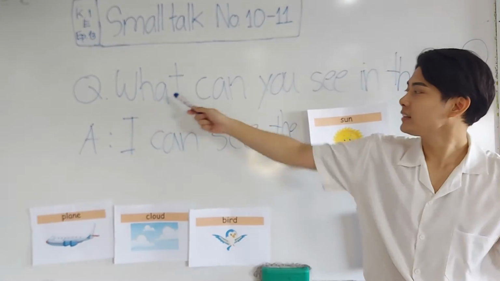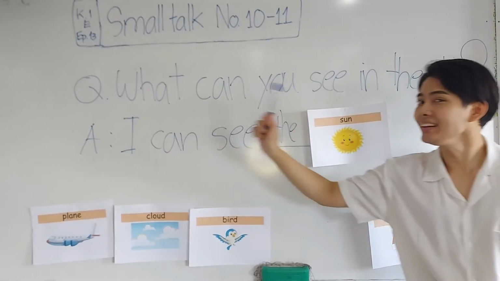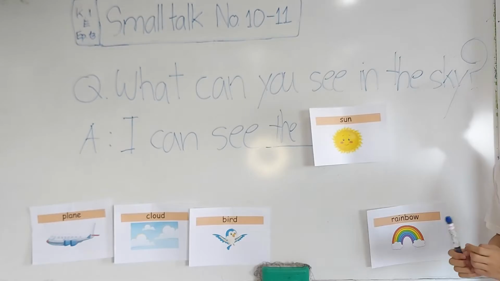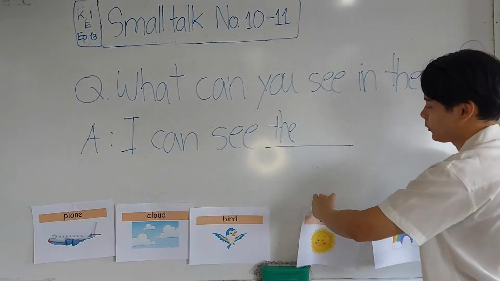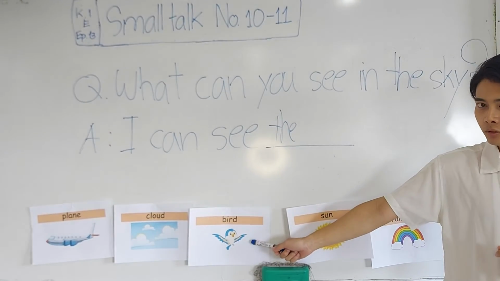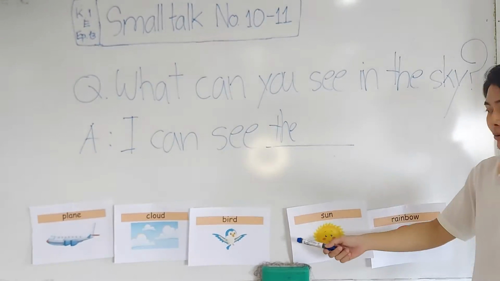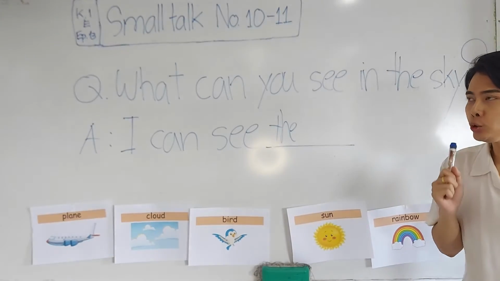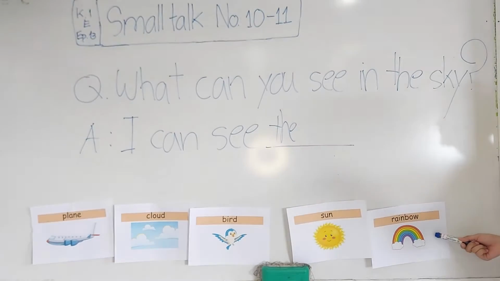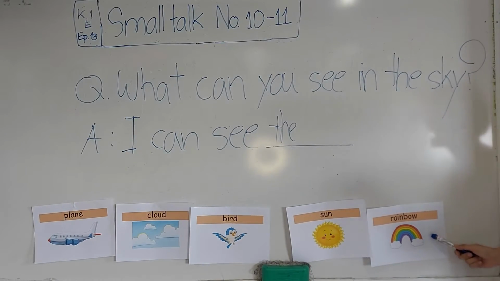Okay. What can you see in the sky? Your answer is: I see the sun. Very good. I can see the sun. Okay. What can you see in the sky? Your turn. I see a bird. Very good, I can see a bird. And what can you see in the sky? Your turn. Very good, I can see a rainbow.